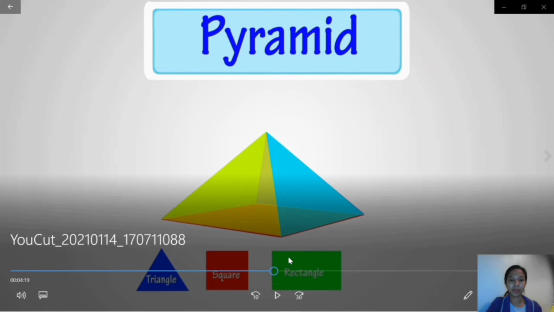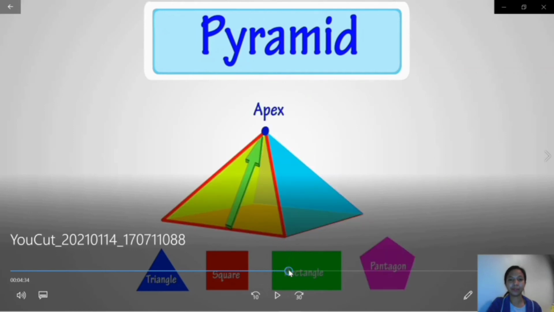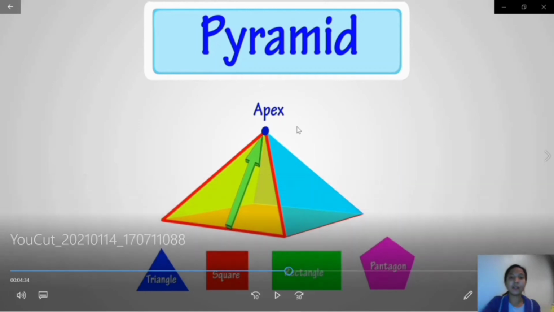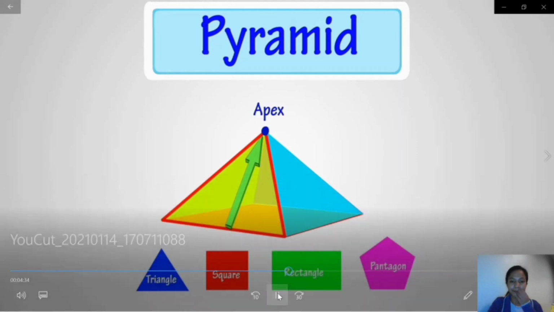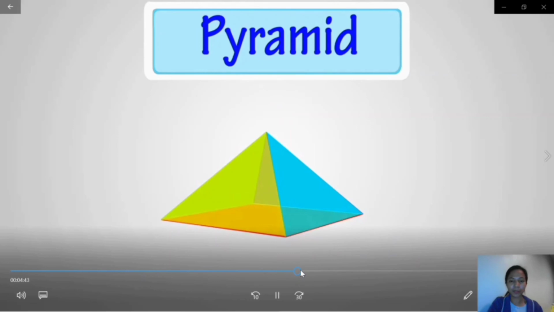Okay, so that's a pyramid. So again, the base can be a triangle shape or rectangle or pentagon. And by the way, from the base going to the furthest part, where all the edges meet, it is called the apex. We have already discussed this part of the pyramid last time in the first video of our lesson, right? So I hope you can still remember. So it's an apex.